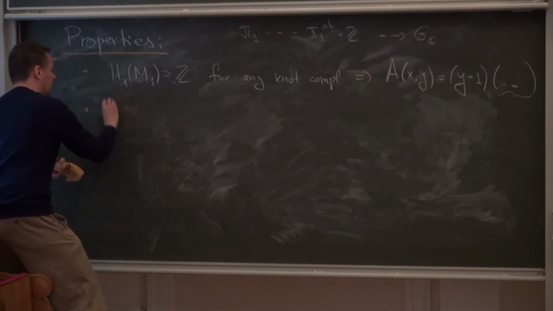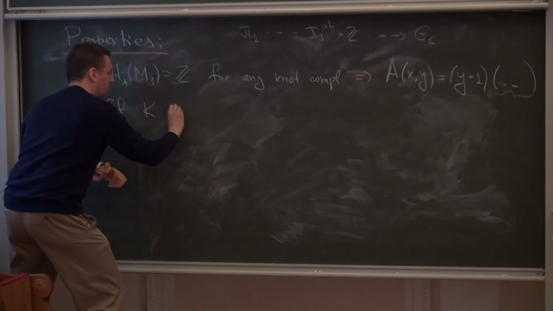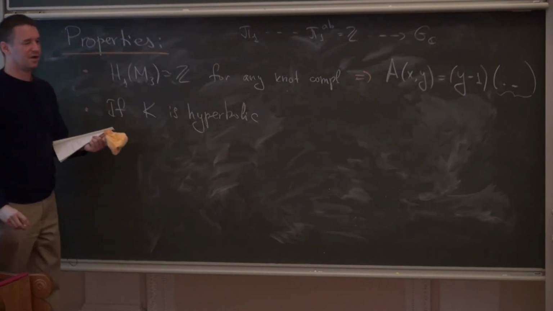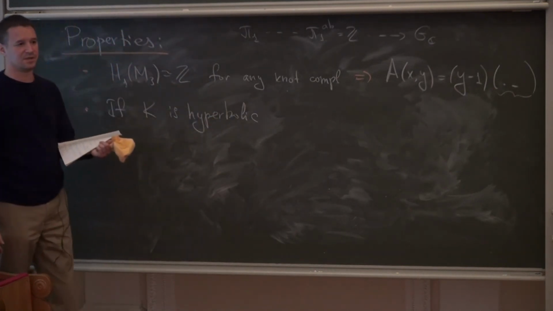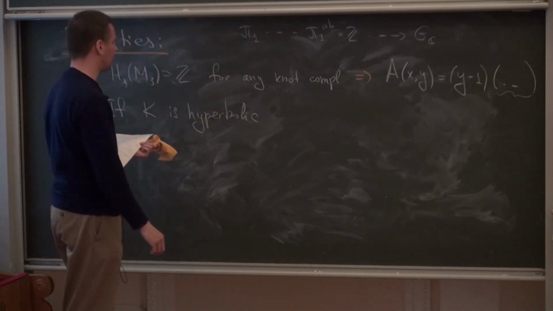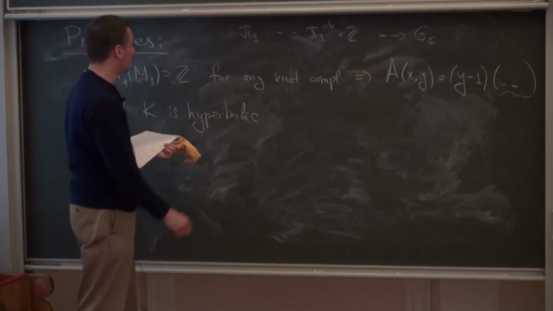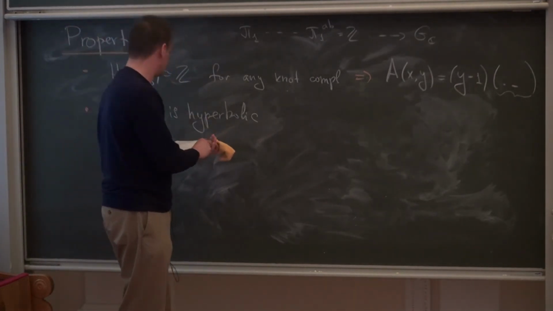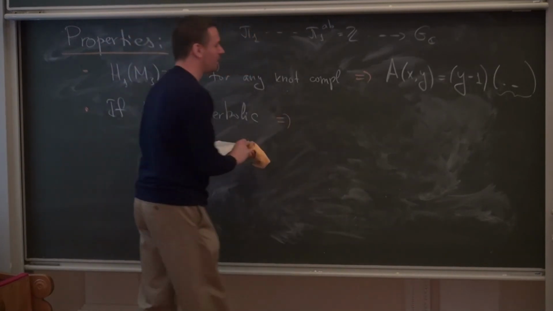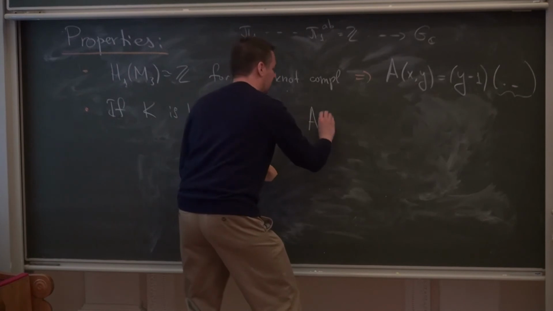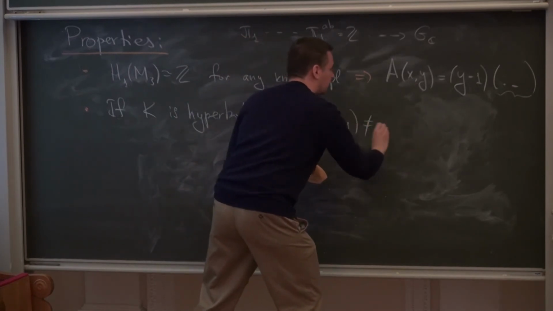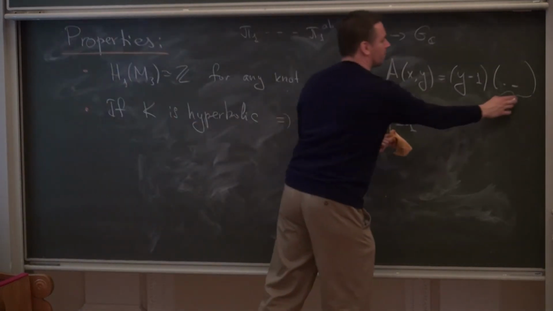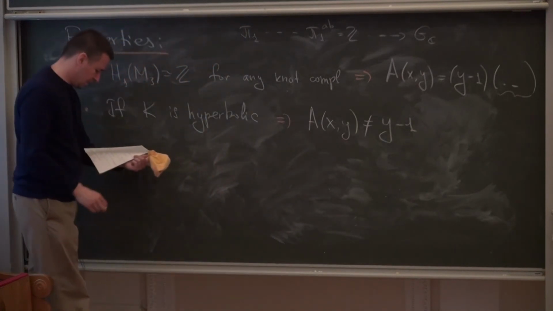And the statement is that if your knot is hyperbolic, this is a technical term, but actually what it means is that its complement has a constant negative curvature metric. And in fact, according to Thurston, most of the knots are hyperbolic. So in fact, this is a rather generic statement. So then if the knot is hyperbolic, then the theorem says that A of xy is strictly bigger than this y minus 1 factor. So there is always something in here.